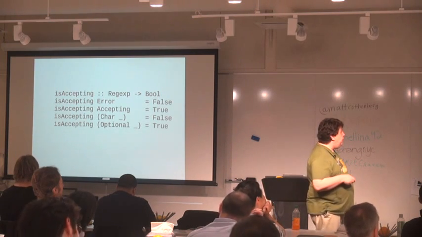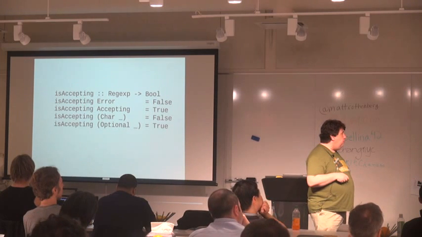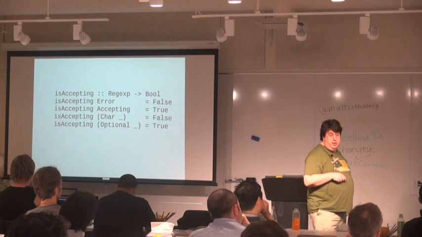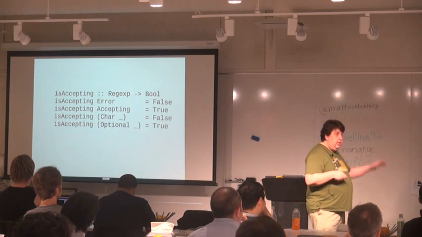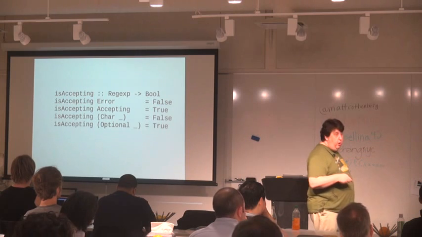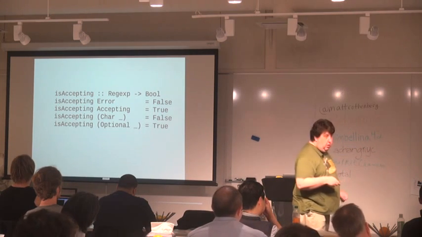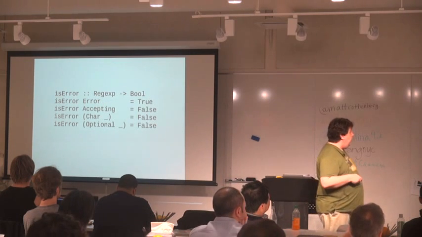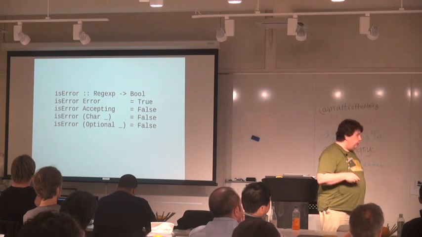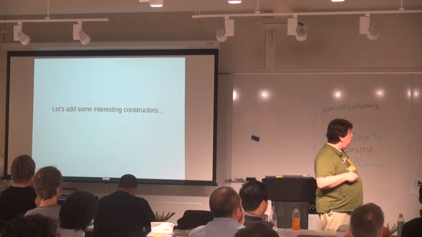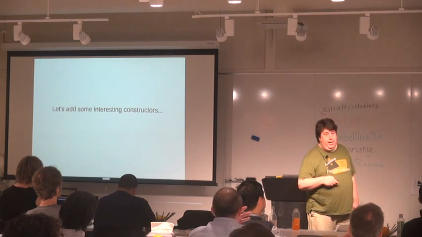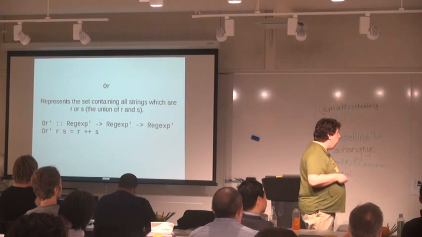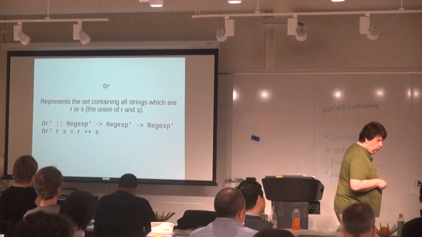Our is accepting function: is accepting error is false, is accepting accepting is true, is accepting char is false, is accepting optional is true. Right, so this is how the code is starting to look. I just wanted to take a quick spin through so people could keep track of what's going on. And finally, is error has exactly the values you would expect. So let's start adding some interesting constructors here. So far, we've been fairly simple. Let's add the OR constructor.